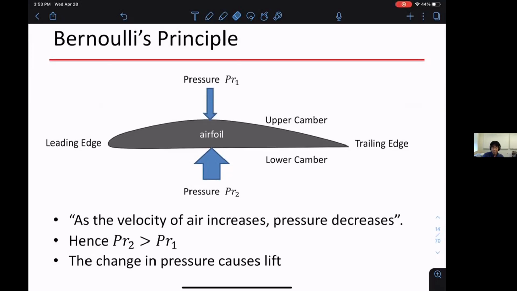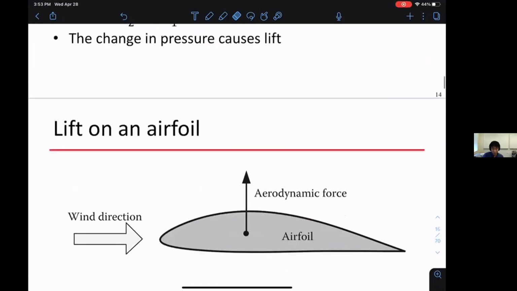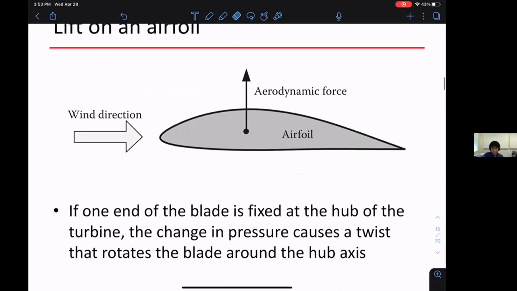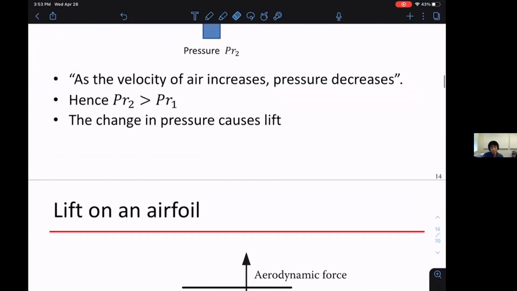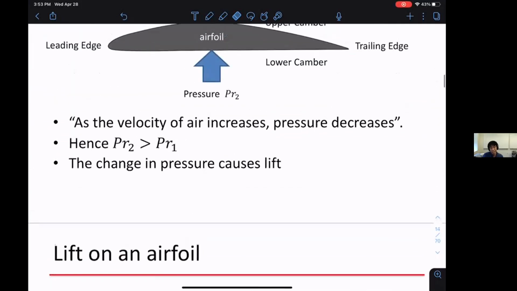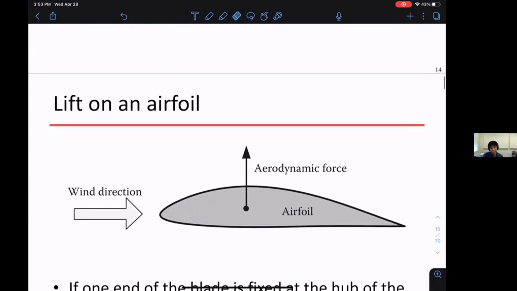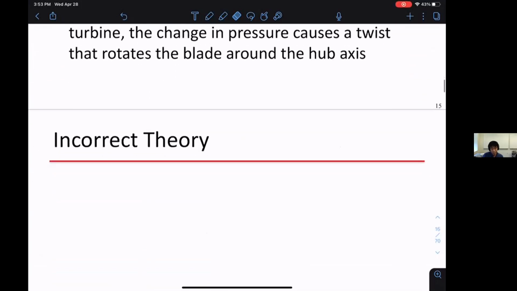This is also a reason why we don't use a textbook, because it's just not why an airfoil would turn, or why a turbine turns, or why an airplane flies. It has some effect. It doesn't mean it has zero effect, but it's not the reason why lift is generated.